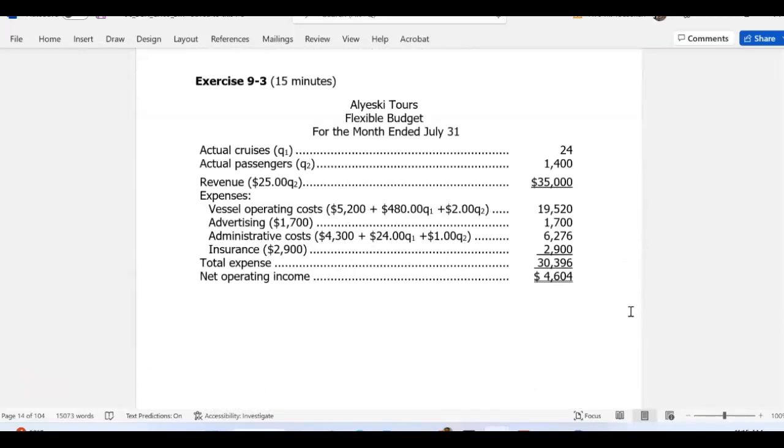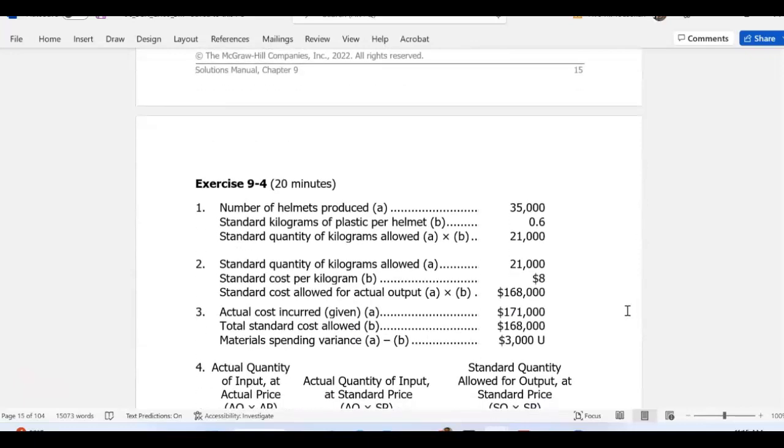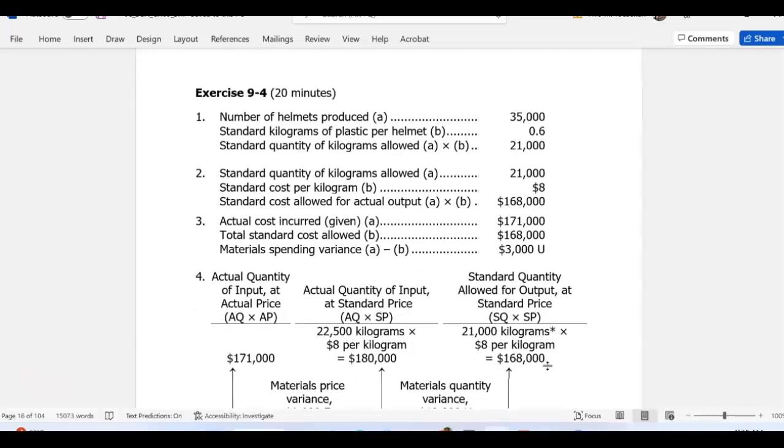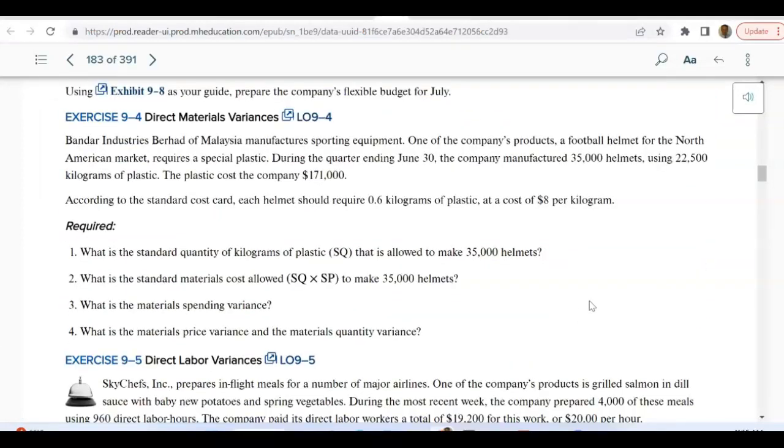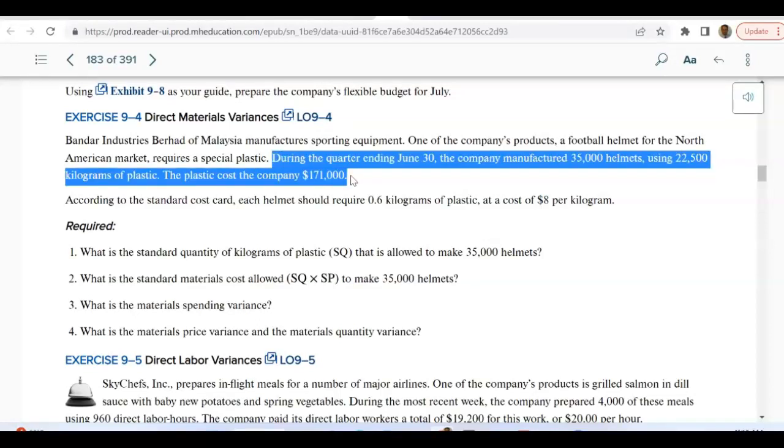Okay, so let me do number 4 this time. So in number 4, I think direct material variances. So the company during the quarter ending June 30th, the company manufactured 3,500 helmets using 22,500 kilograms of plastic. The plastic cost the company $171,000. So this is the actual data that happened. Okay. So we produced 35,000 helmets. We used 22,500 kilograms of plastic, and the cost was $171,000.